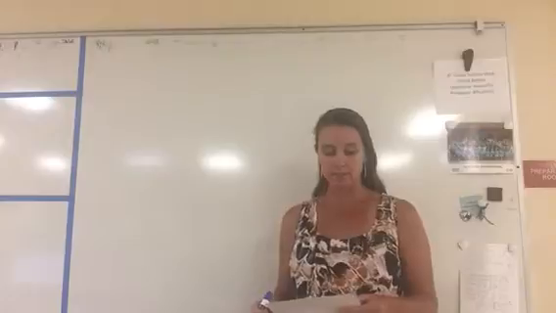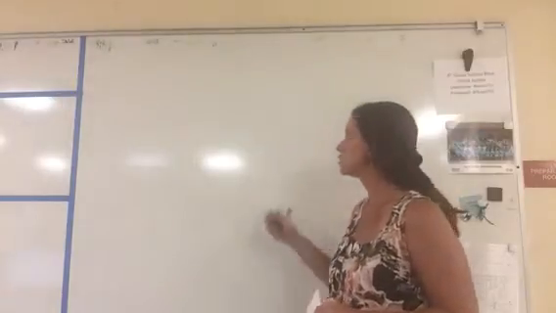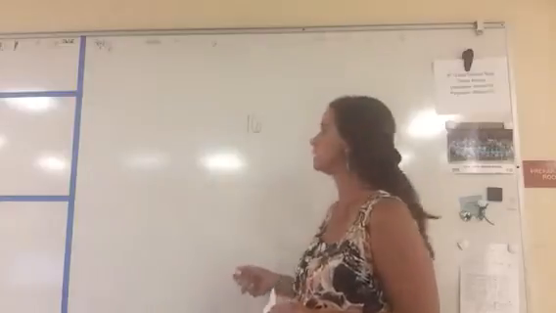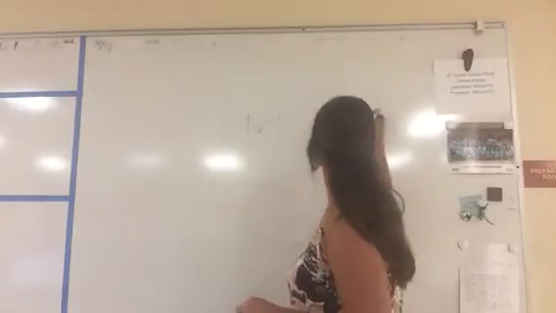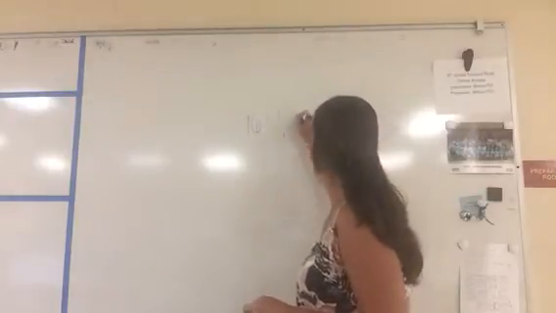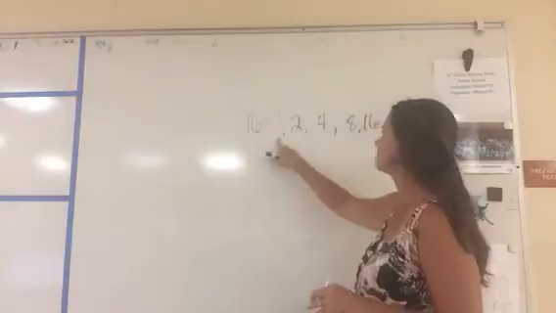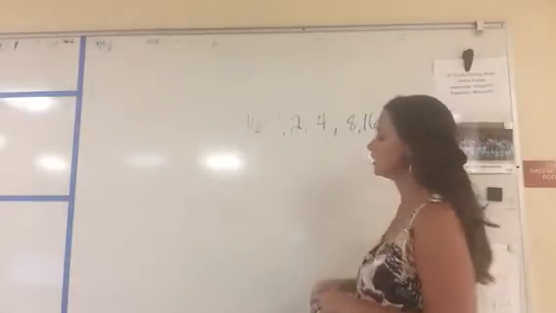Number 1 says list the factors of 16. So we have to think about the numbers that when we multiply them together, they make 16. So you have 1 and 16, and you have 2 and 8, and then you have 4 times 4. So the factors would be 1, 2, 4, 8, and 16.